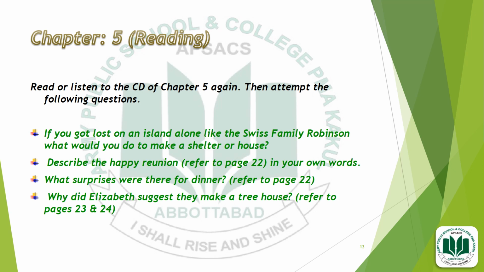Second question is: describe the happy reunion. Refer to page 22 in your own words. Third is: what surprises were there for dinner? And you can take reference from page 22 for this question. The last one is: why did Elizabeth suggest they make a tree house? And you can see pages 23 and 24 to discuss this question.